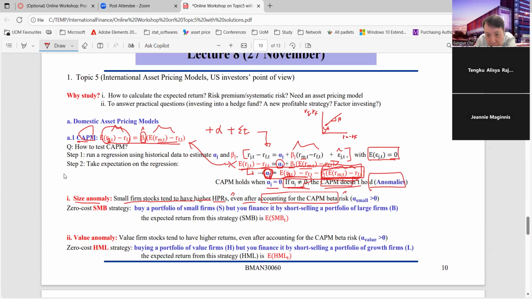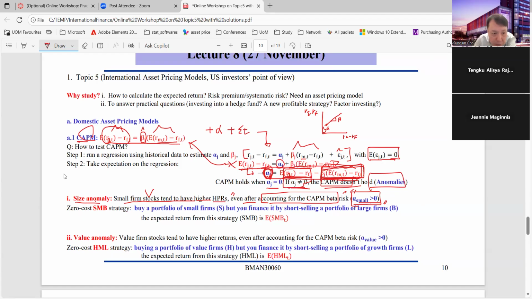Accounting for the CAPM beta risk, you should earn this excess return. But if alpha is, for example, positive, then your excess return is more than what CAPM says you should earn. So what is the size anomaly? You need to first explain this part, and then using symbols, this is the meaning of size anomaly. By buying a group of small firms, the alpha from that investment strategy will be positive.